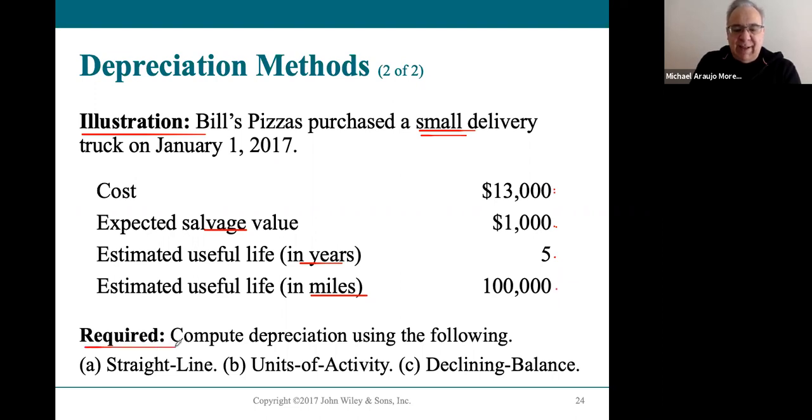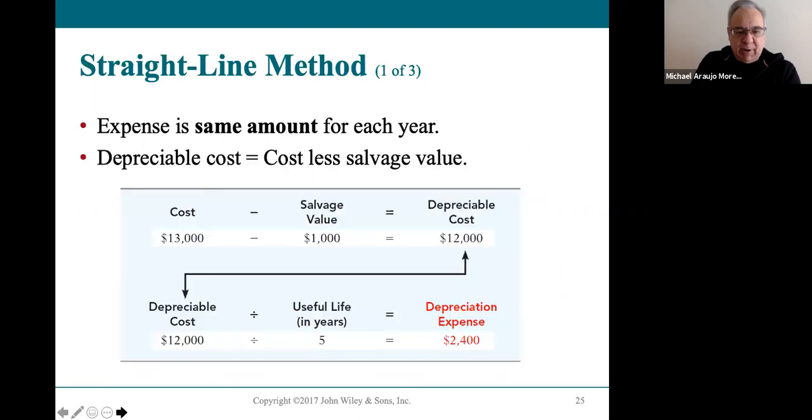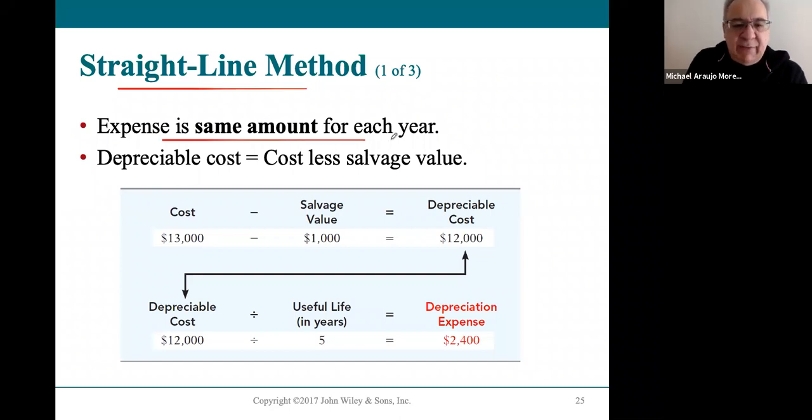So it's asking us to compute based on straight line first, units of activity second, and a declining balance third. So we're going to look at each method for Bill's pizza truck. So the straight line method, basically the expense is the same for every year.